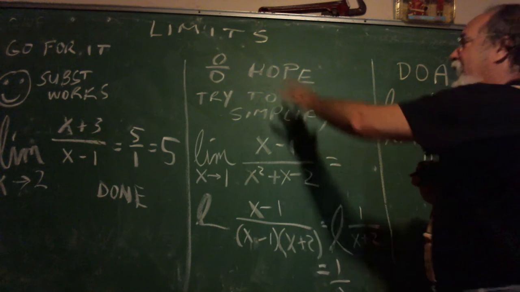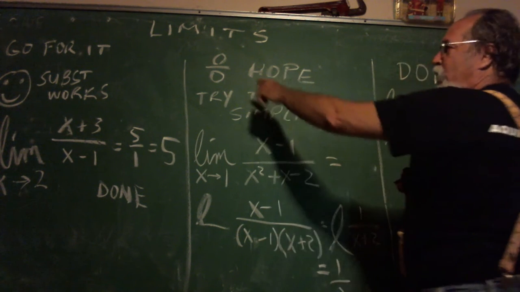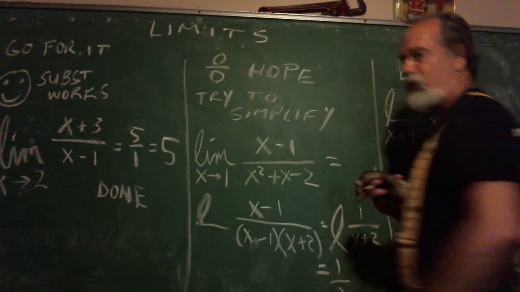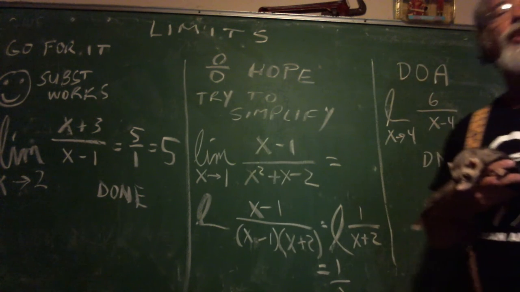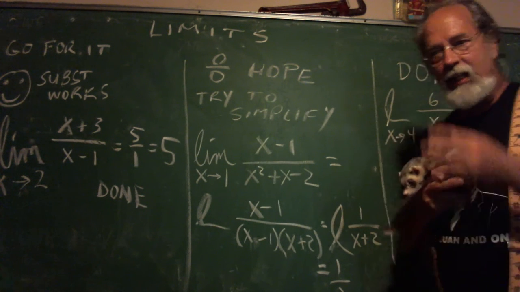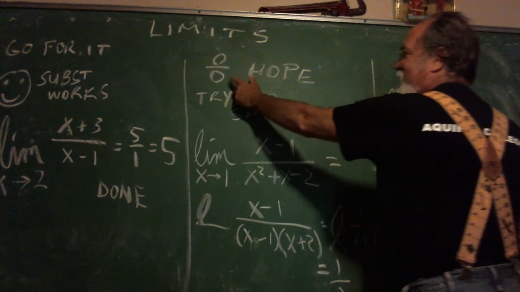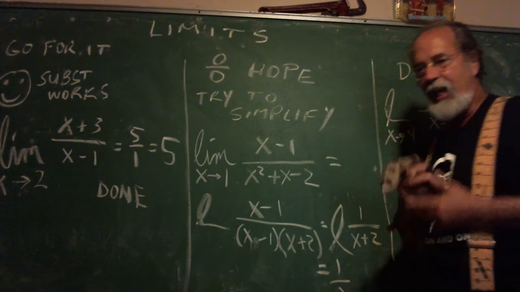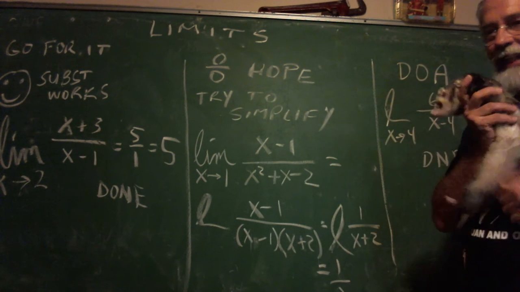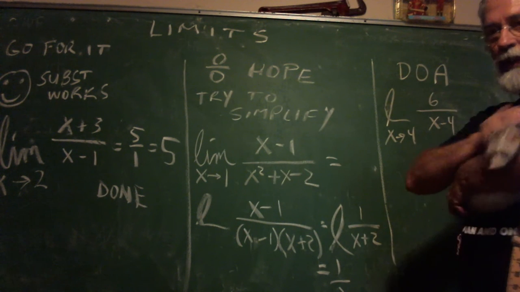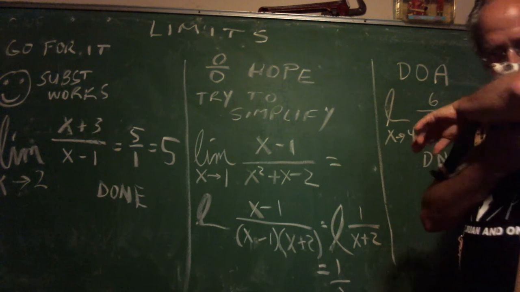Now, this is the case that's going to get all the press. You tried to substitute in, you got 0 over 0, which means you have more work to do. You're not done yet. Can you find the cause of that downstairs 0? And can you cancel it out? I don't know. So you give it a try.